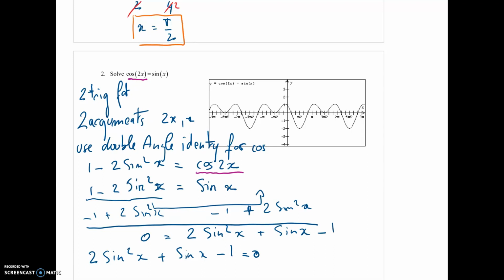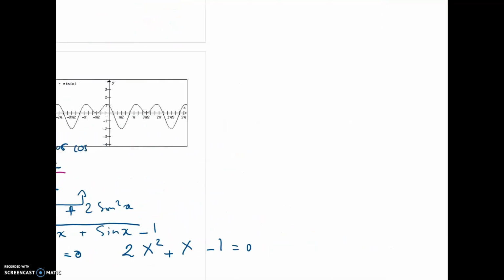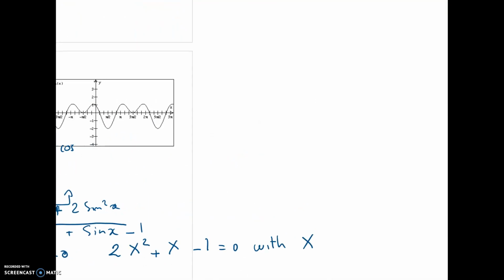That looks like 2X squared plus X minus 1 equals 0, with capital X equal to sine x. I could use the quadratic formula to find the value of capital X, and then find lowercase x by using my inverse function. But in that case, I can factorize my equation.